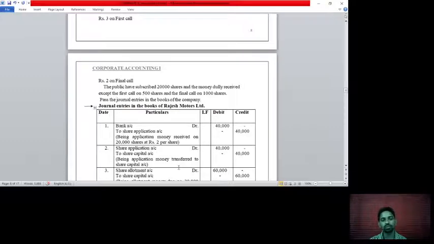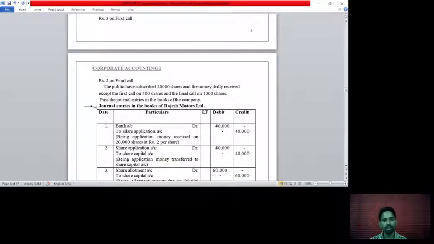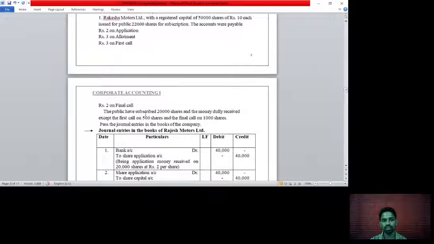So as usual, we have to pass the general entries in the format given. Now see, the first one is rupees 2 on application. Bank account debit rupees 40,000 to share application account credit rupees 40,000, being application money received on 20,000 shares at rupees 2 per share. It means 2 into 20,000, because only 20,000 shares are subscribed by the shareholders.